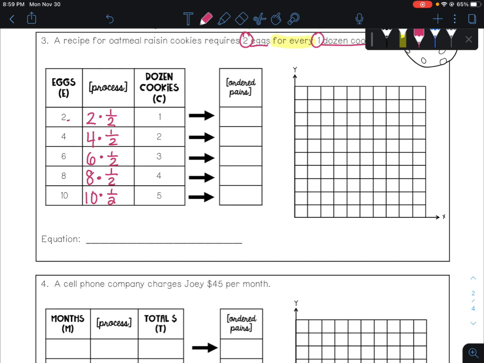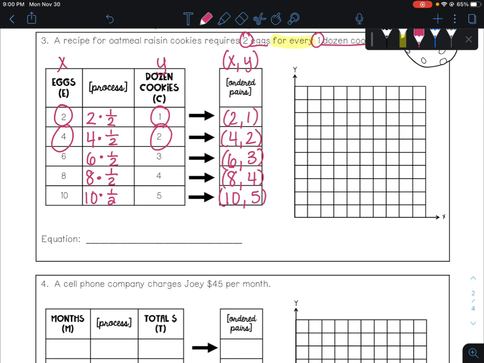So remember, we said the first column is X and the other column is going to be Y. So when you write your ordered pair, you write X, comma, Y. So easy as this. Here's my X, here's my Y. 2, comma, 1. Here's my X, here's my Y. 4, 2. X and Y.